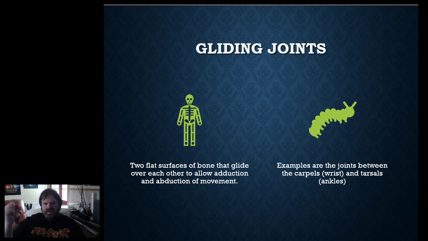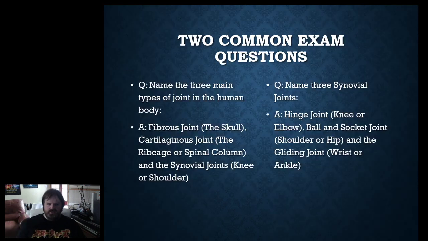Gliding joints are two flat surfaces of bone that glide over each other to allow abduction and adduction movement. So you can go in and out, kind of side to side. Examples are the wrists and the tarsals of the ankles.